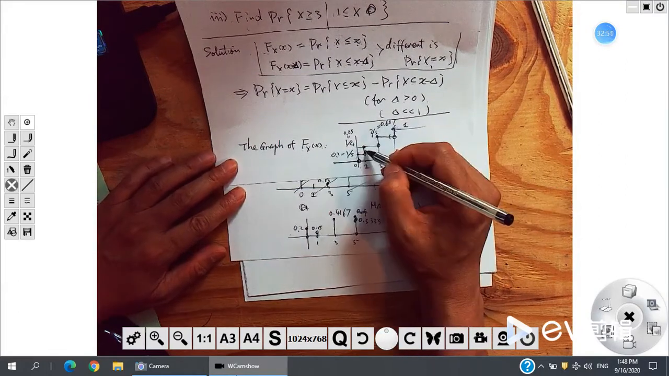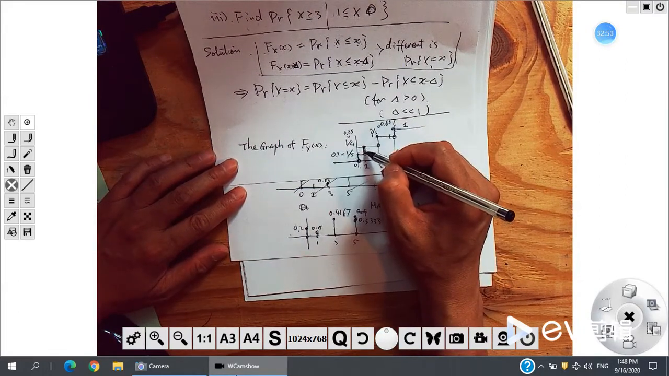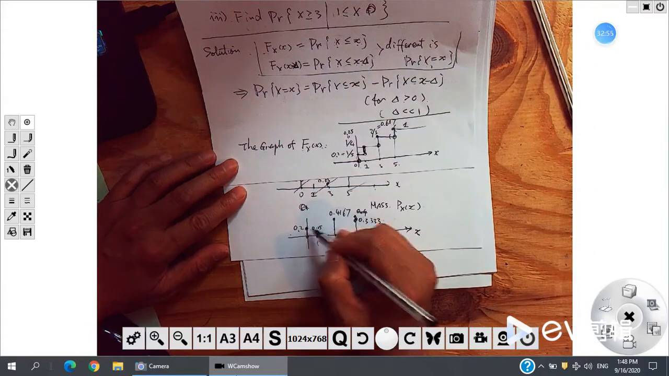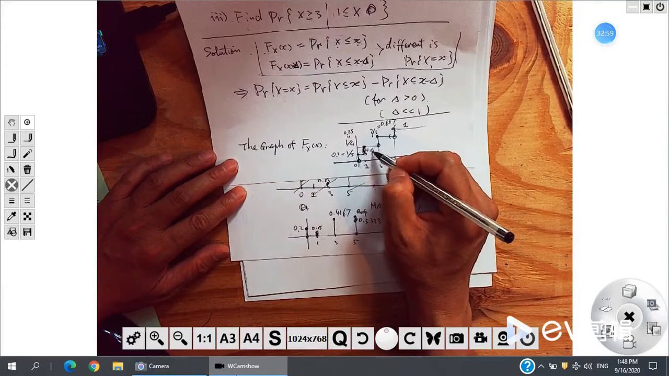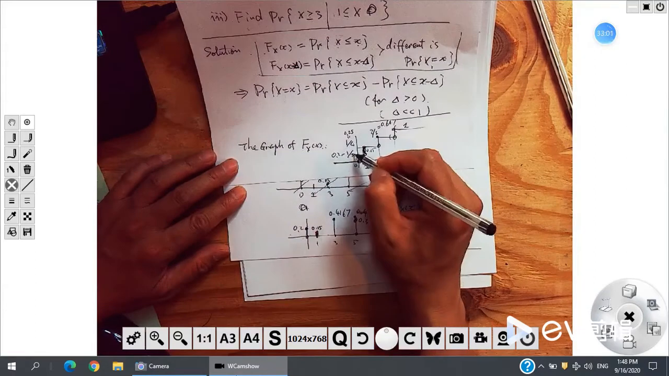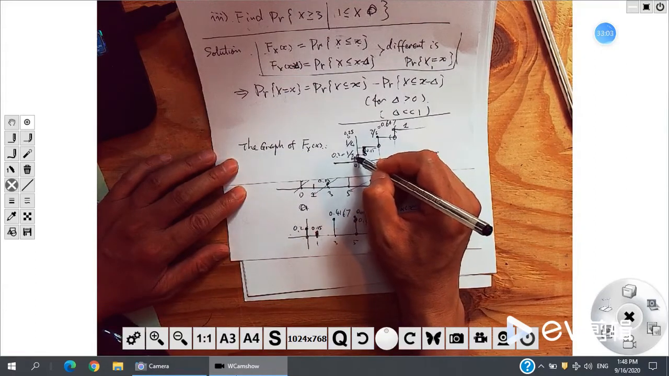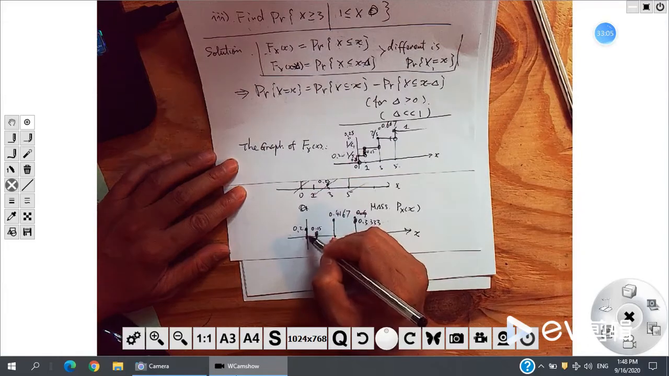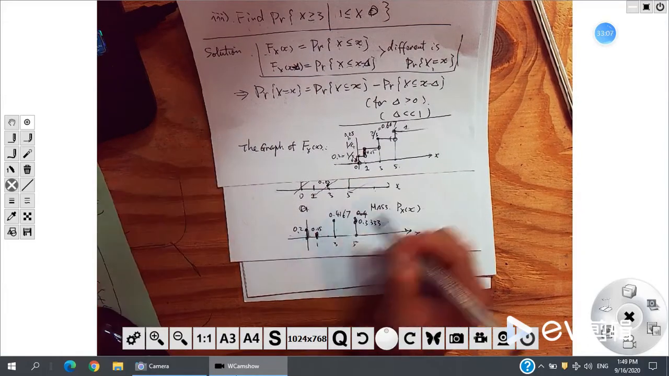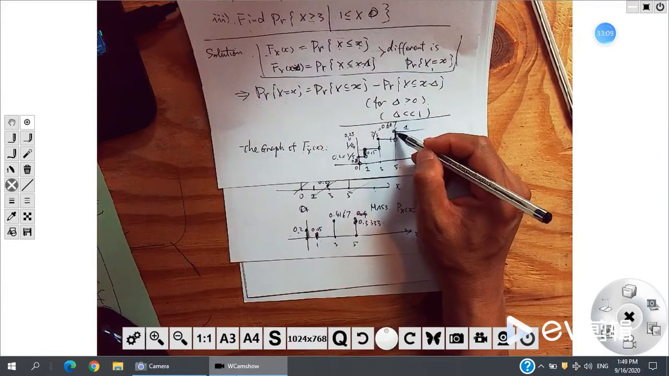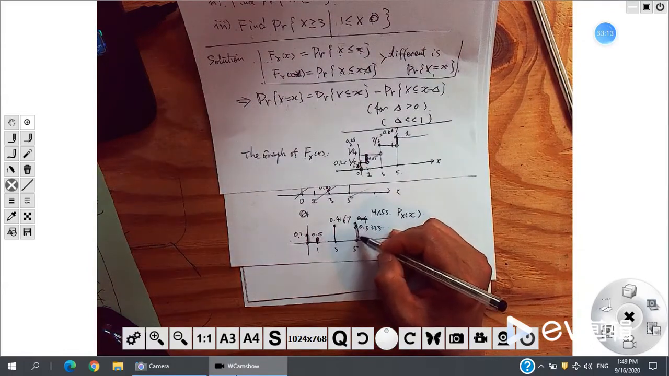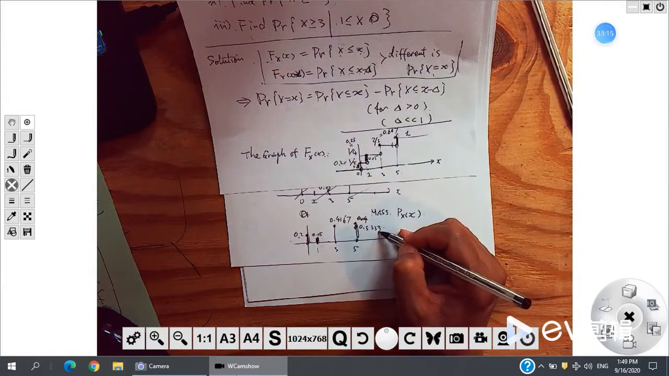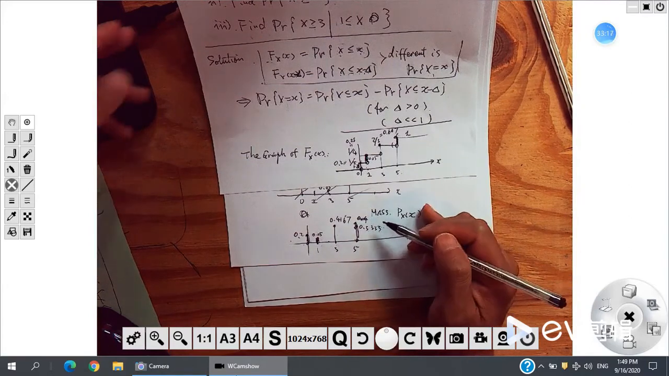And how much does it jump? It is the same as the PMF value. Here it jumps by 0.05. Here it jumps by 0.2. And this jump is 0.333. Okay, this is the first one.